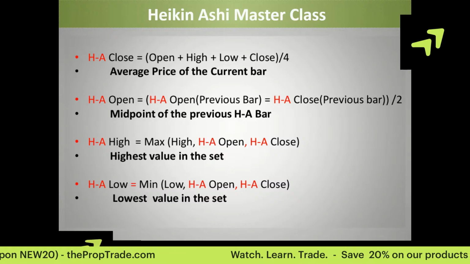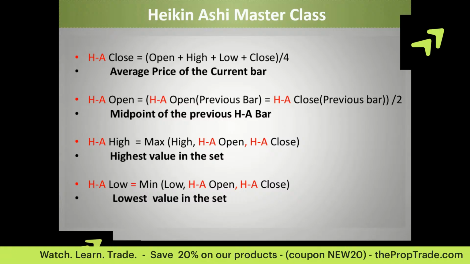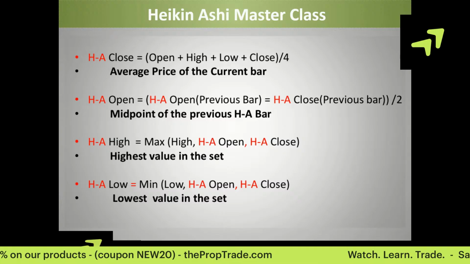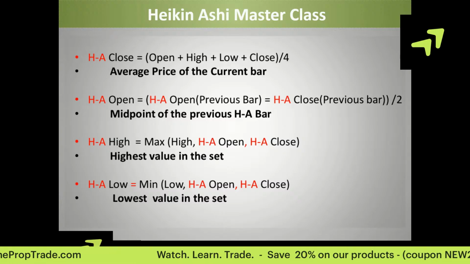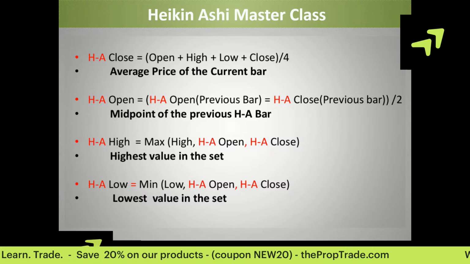So the Heikin-Ashi close, the close of the candle, is the average price of the current bar. It's not necessarily the actual price, it's the average price of the current bar. It takes the open, the high, the low, and the close, divides it by 4, and gives you the average price of the candle that's on the chart. So that's the close point.